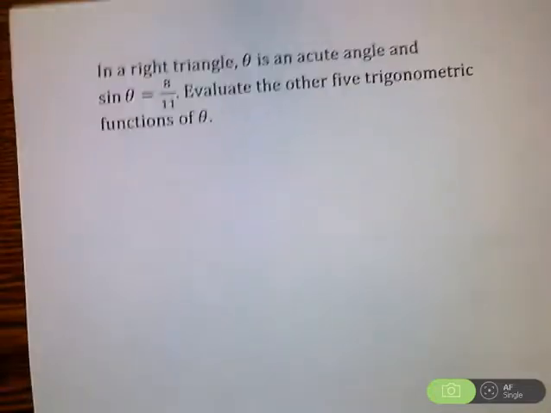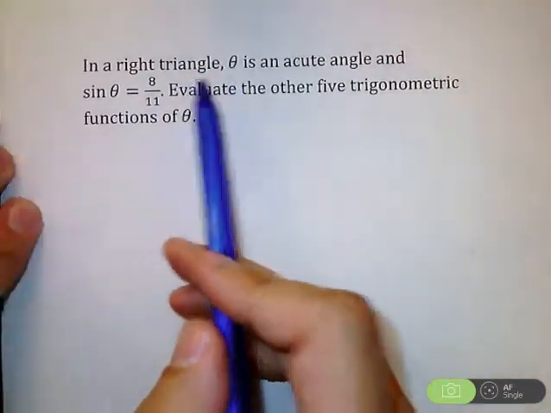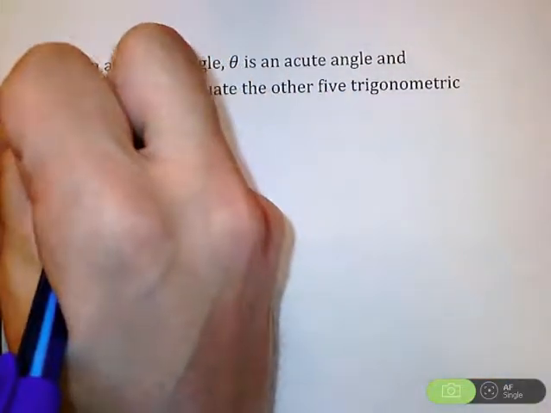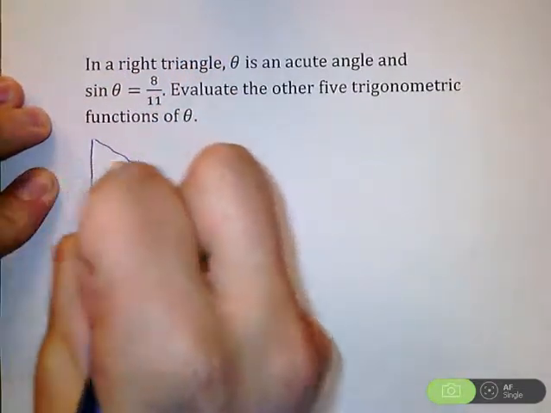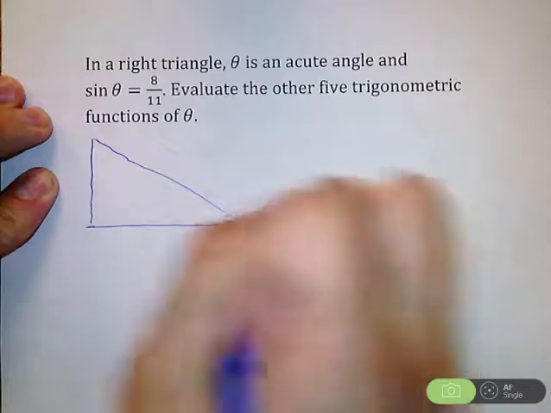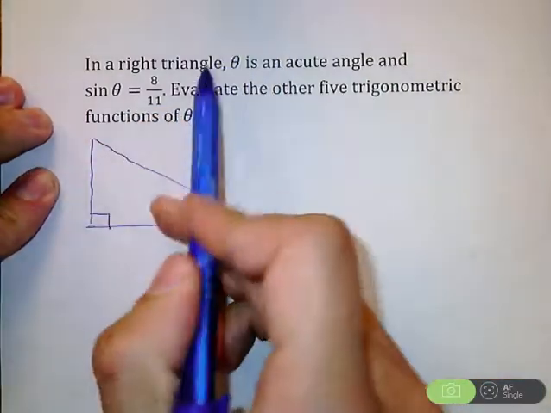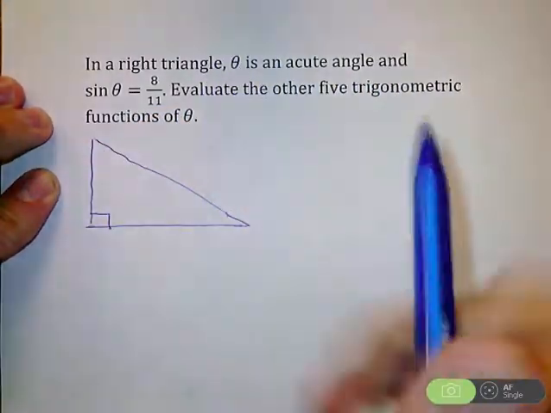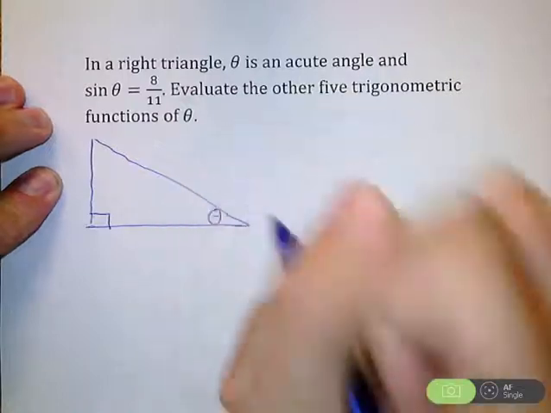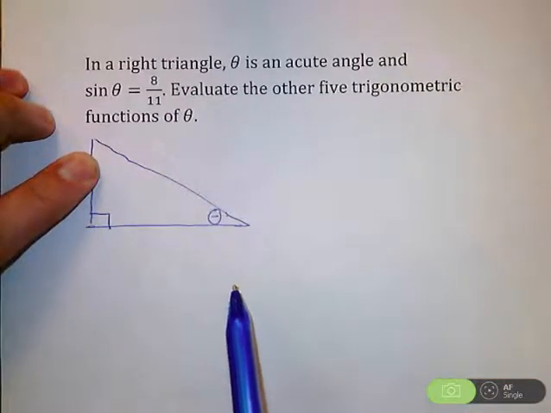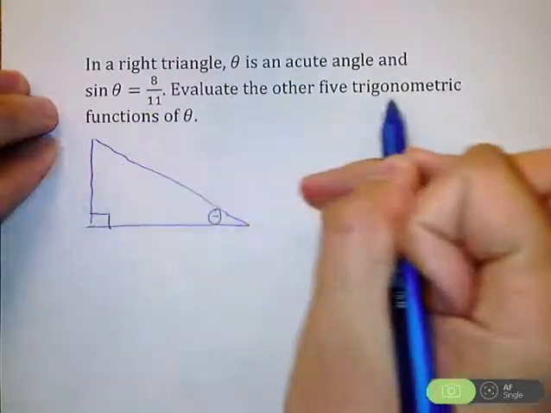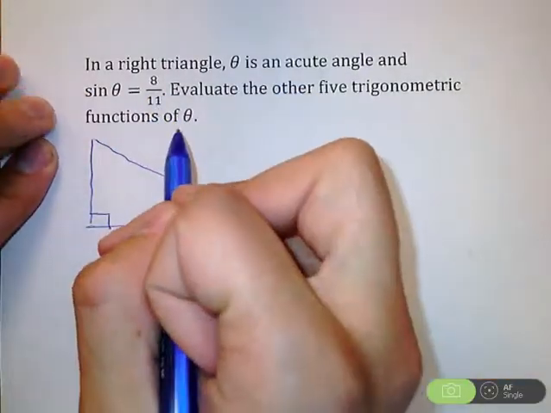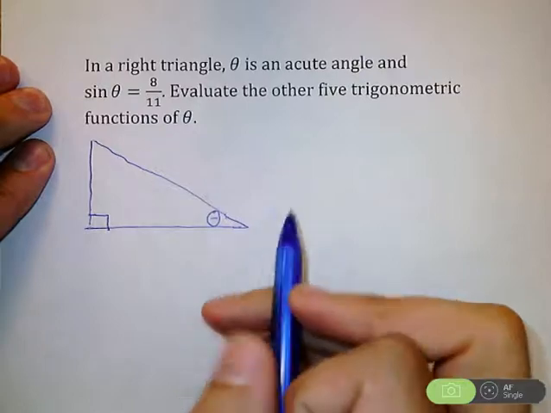I'm going to get a little bit more complicated. So we have a right triangle. So I don't have a right triangle yet, and I'm a visual person. So let's draw a right triangle. Theta is an acute angle, so I'm going to put theta here. I could have chosen to put theta there. Doesn't matter. But sine of theta equals 8 over 11. Evaluate the other 5 trigonometric functions of theta.